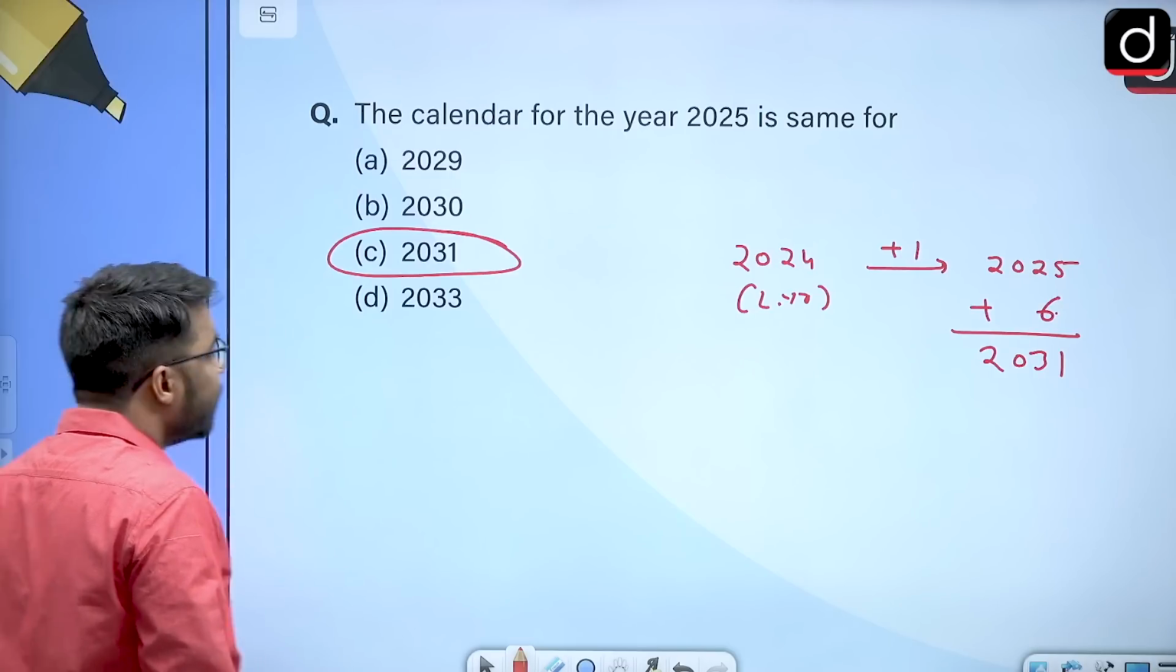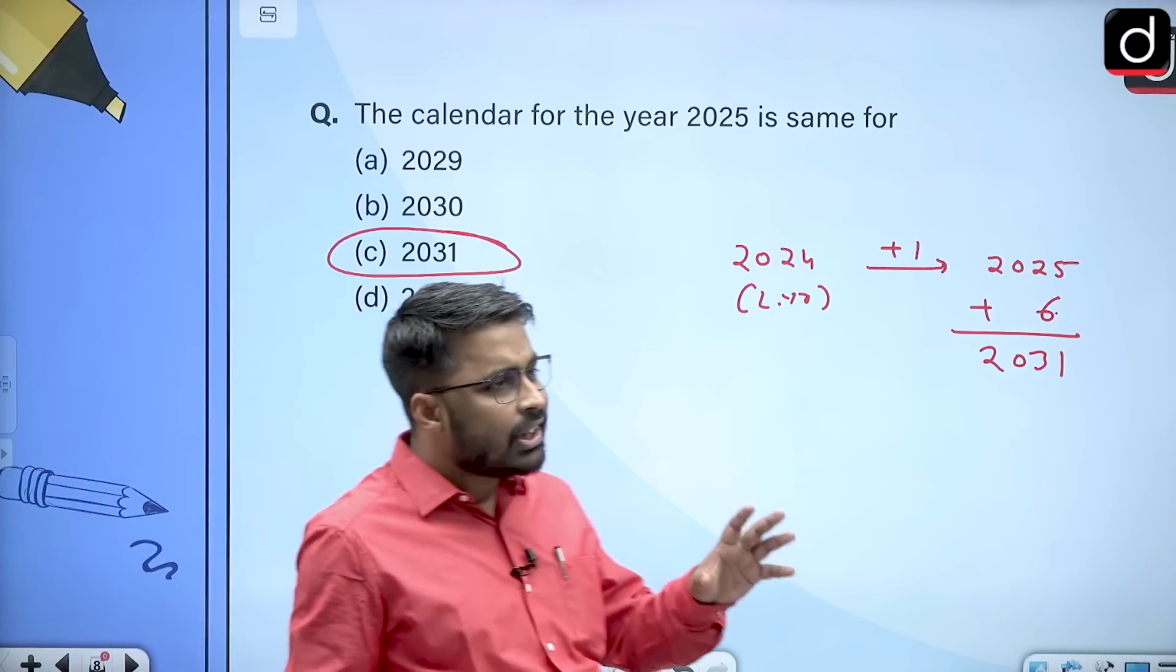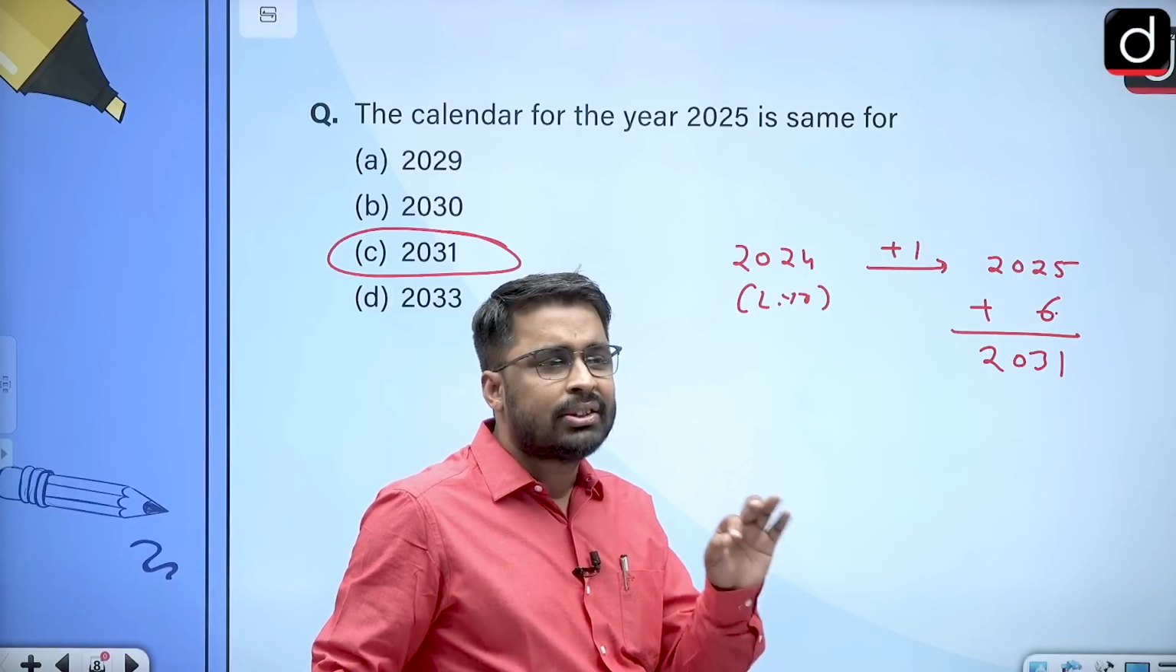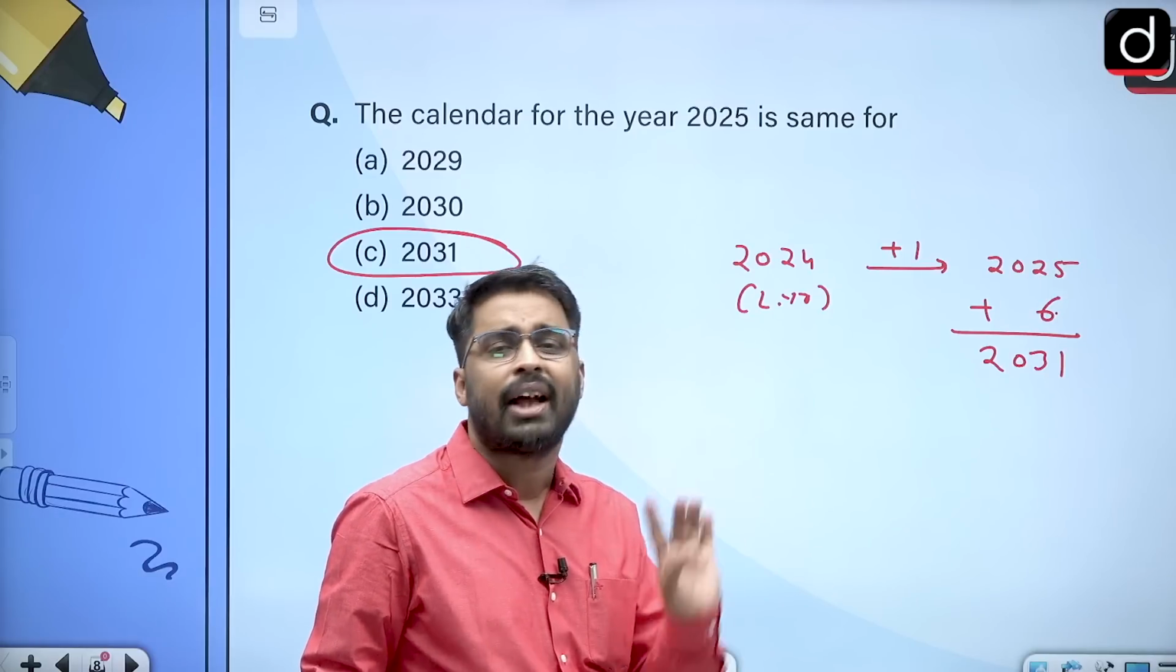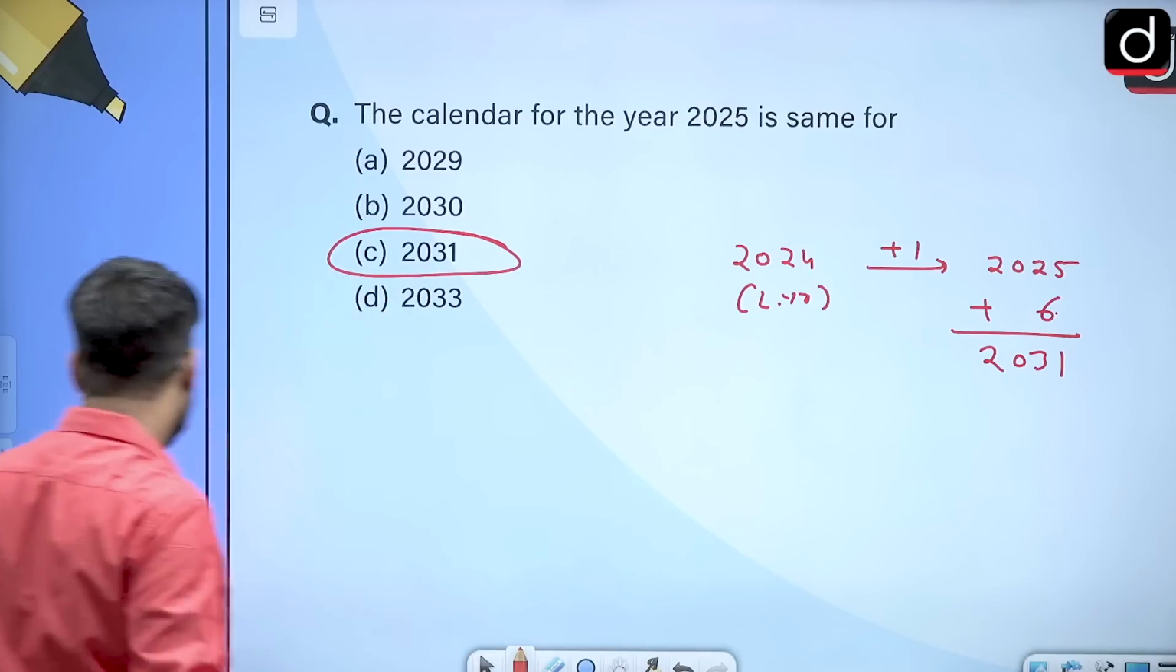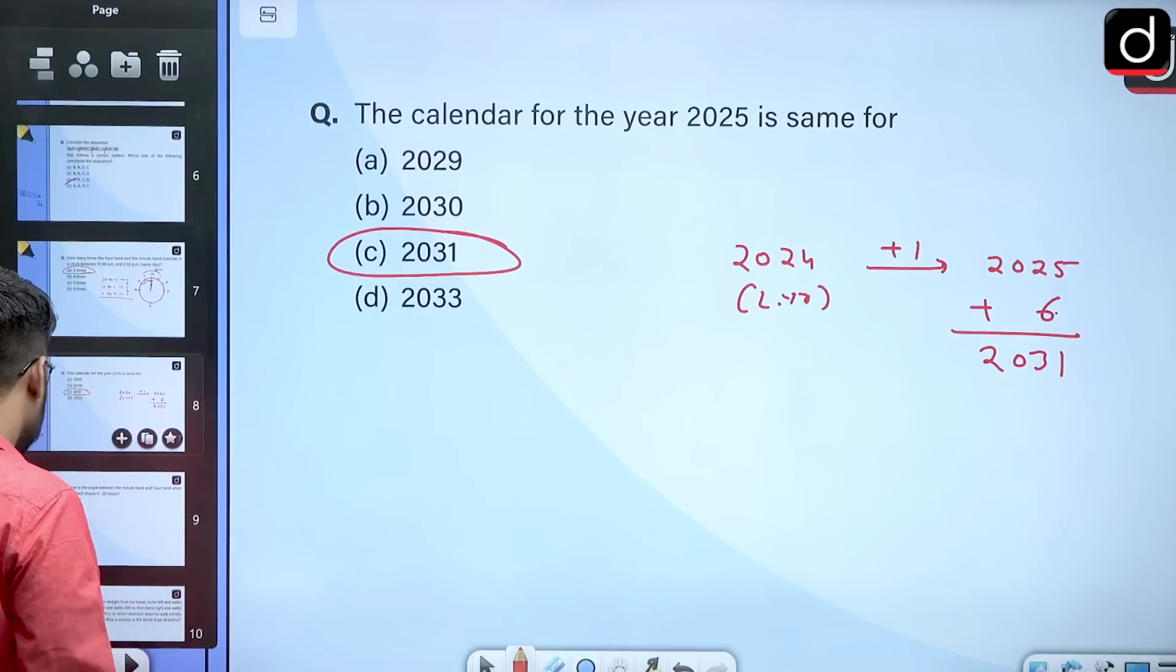So for the same calendar, any year at which the sum of odd day values becomes equal to 7 or a multiple of 7 will have the same calendar, right? That is the real concept over there.